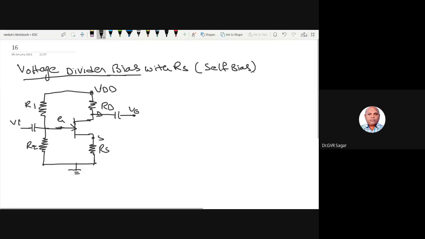In this bias, we are just connecting the R1 and R2 resistors. This is not in series, this is a junction, a node here. So R1 and R2 are in parallel. The effective resistance I am writing as the DC equivalent circuit. In the DC equivalent circuit, I replace the same circuit, but without the AC components.